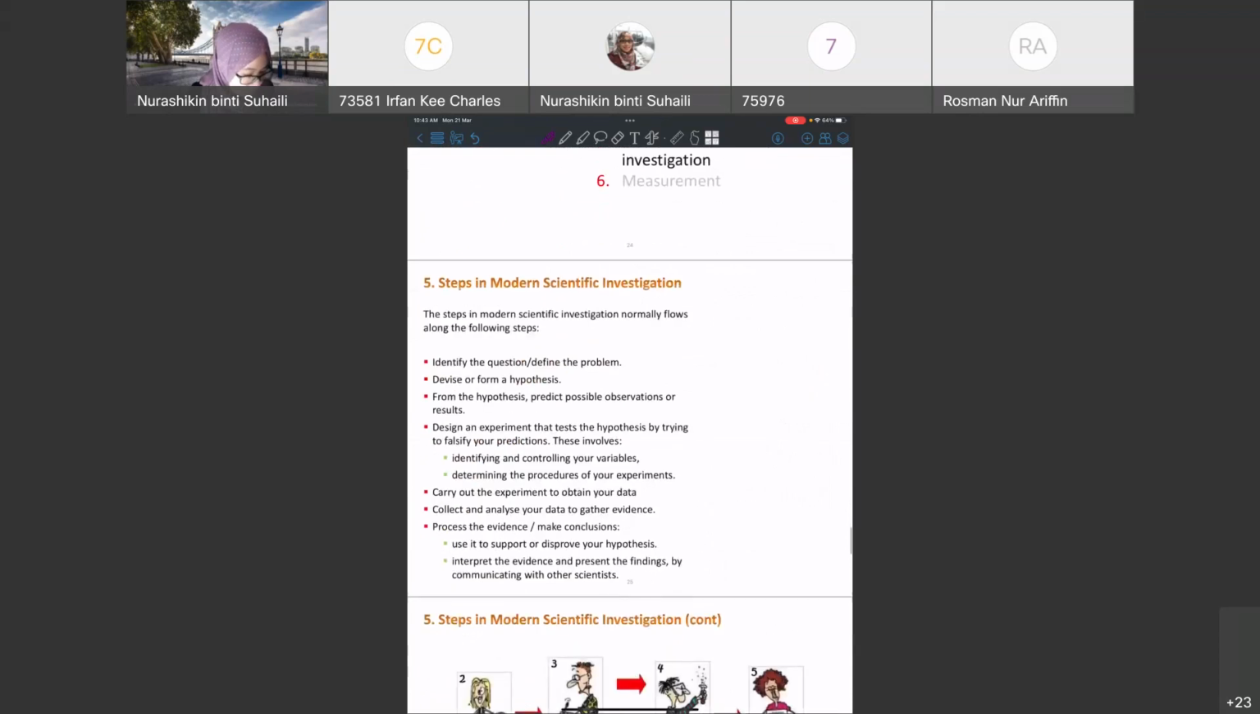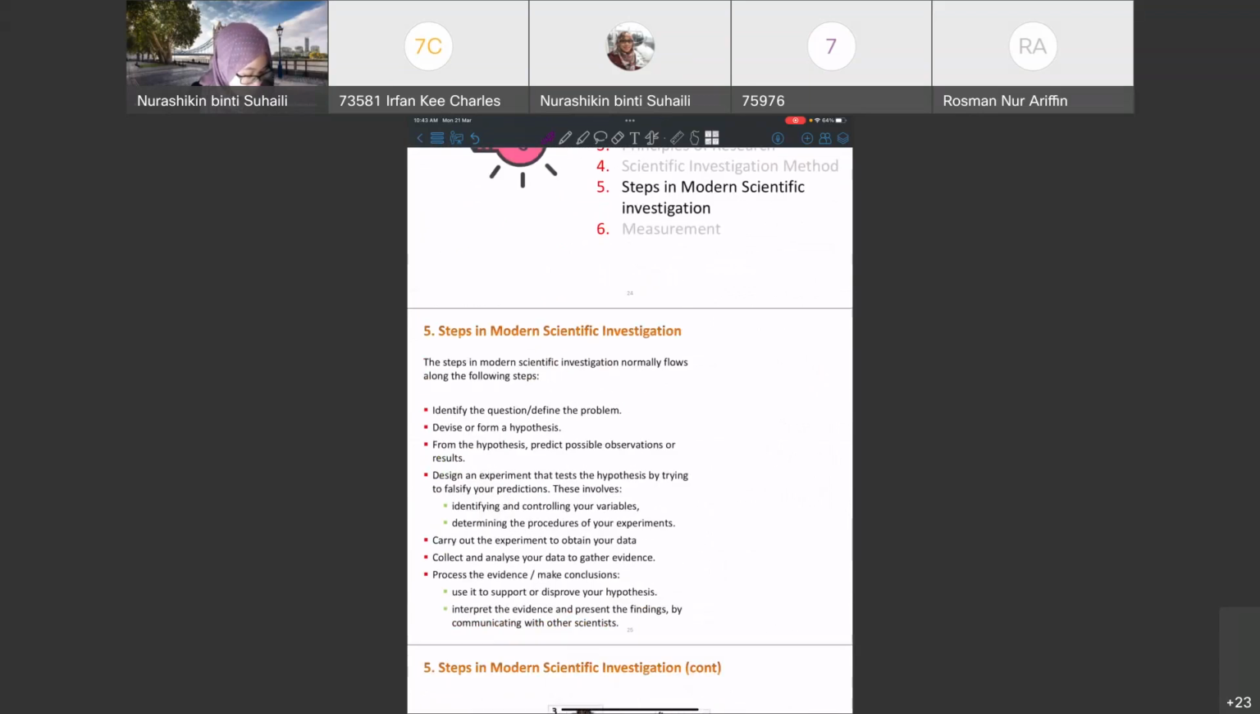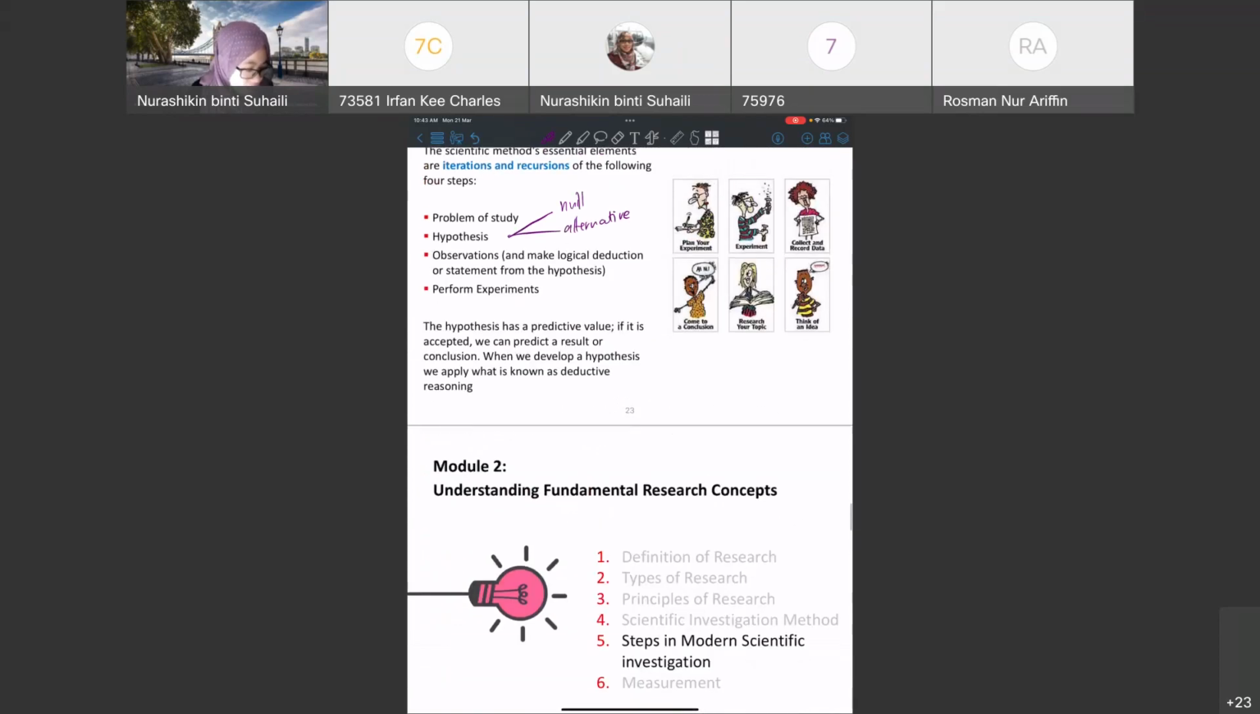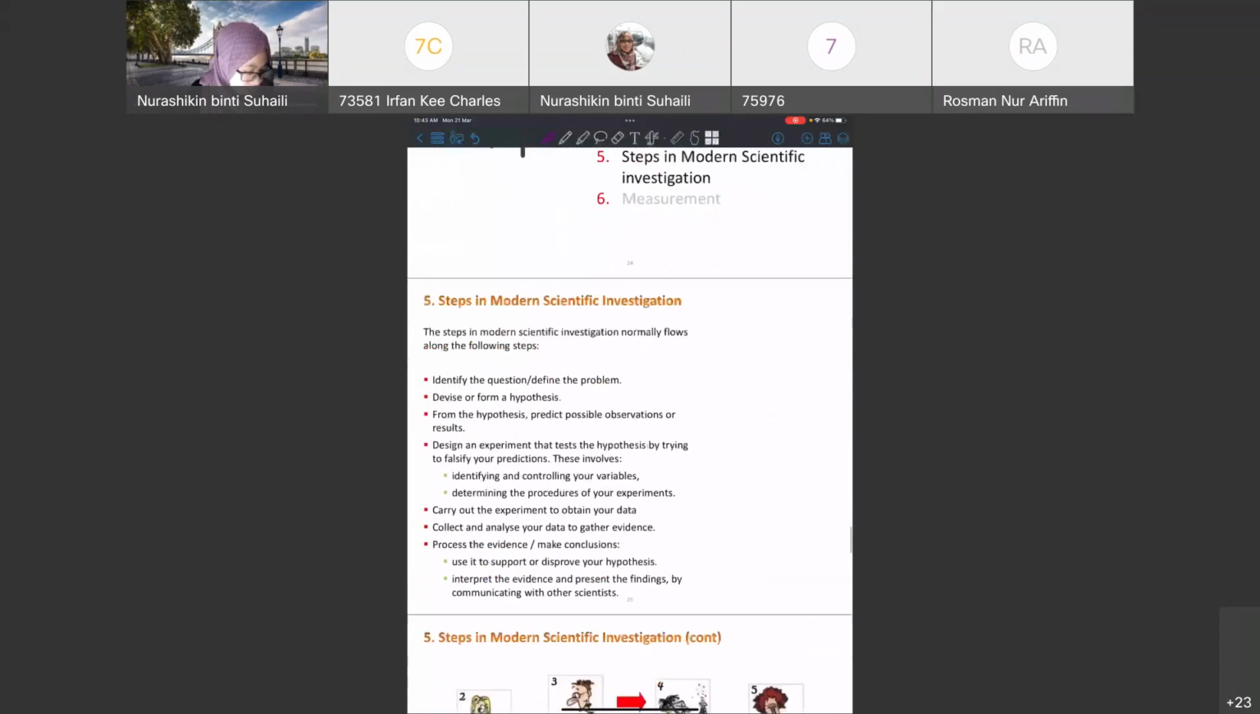The steps in modern scientific investigation. This is the outline of the steps. It's actually the same: problem of study, then hypothesis again. Anyway, this one is the more detailed one. Identify the question, the problem. As I said just now, devise a form of hypothesis. So this is before you start any research.